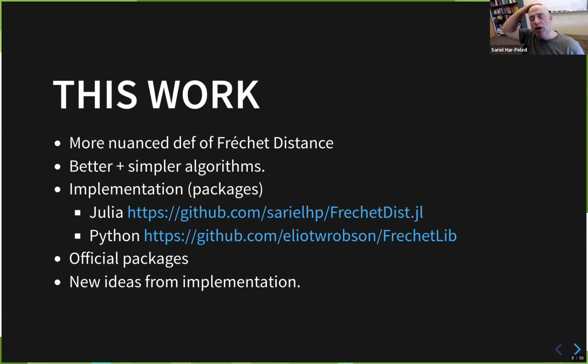Okay, so in this work, we're going to give a more nuanced definition of the Fréchet distance. In particular, I'm not going to care only about the distance itself, but I'm going to care about the morphing, how the morphing looks.